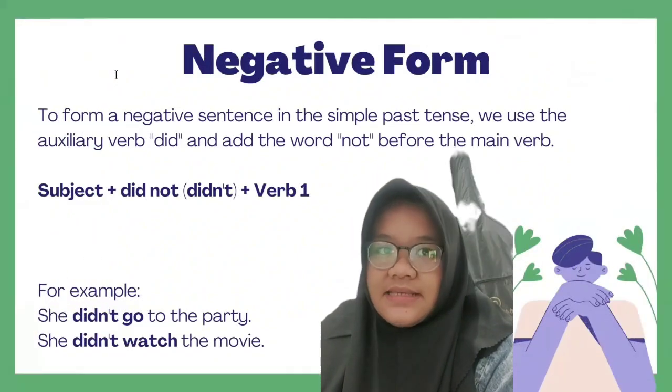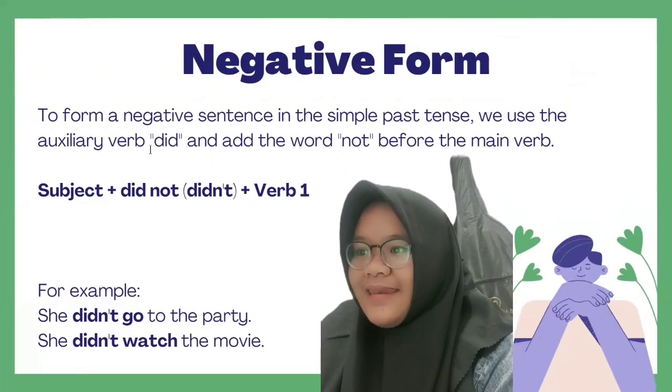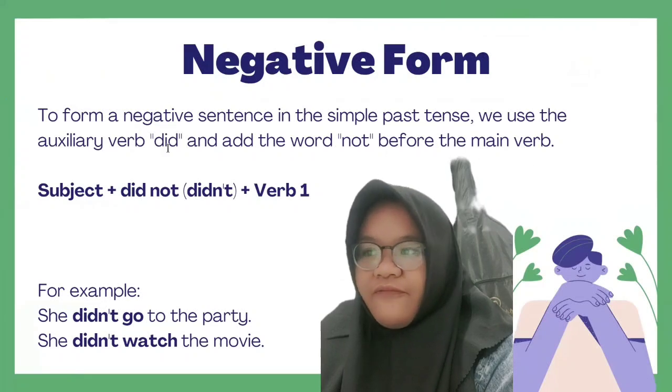How about the negative sentence? To form a negative sentence in the simple past tense, we use the auxiliary verb did and add the word not before the main verb. Or we can shorten it as didn't, did not.